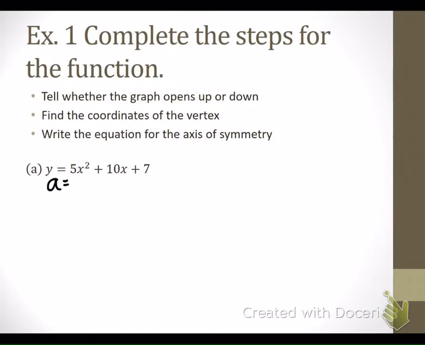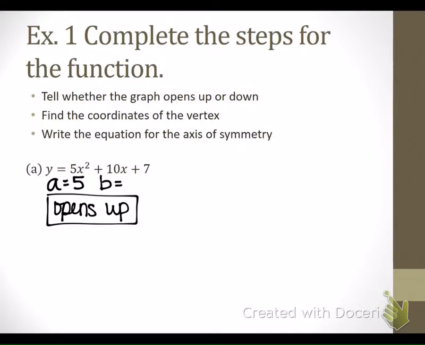So Kayla, what's the value of A? 5. And is that a positive 5 or a negative 5? Okay, so is my graph going to open up or down? It's going to open up. So right there, just by identifying A, I can also identify whether my graph opens up or down, and that's the first thing it wanted to know. All right, let's identify B. Ian, what's B equal? 10.